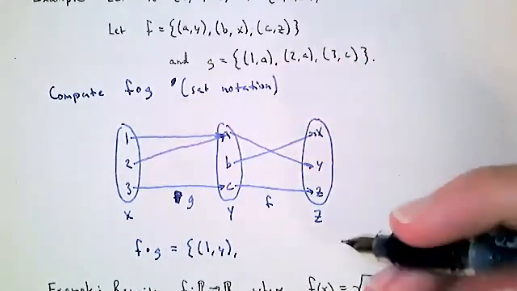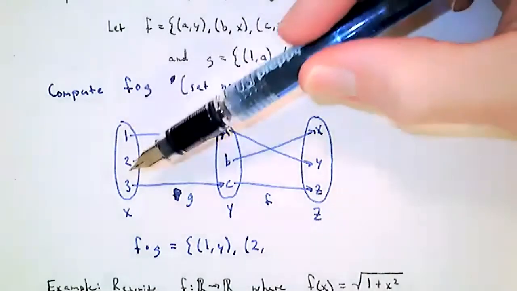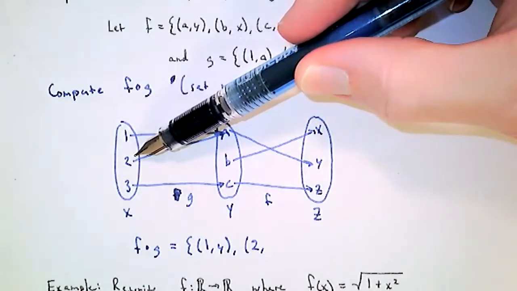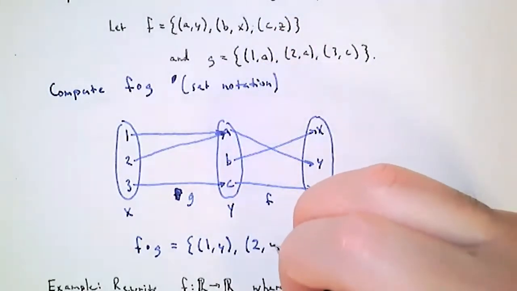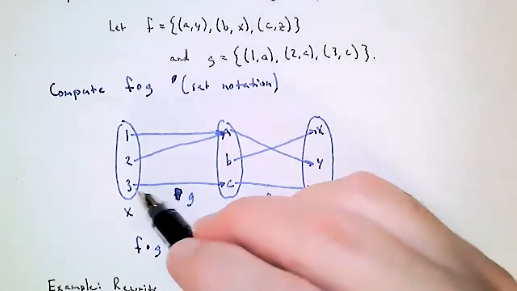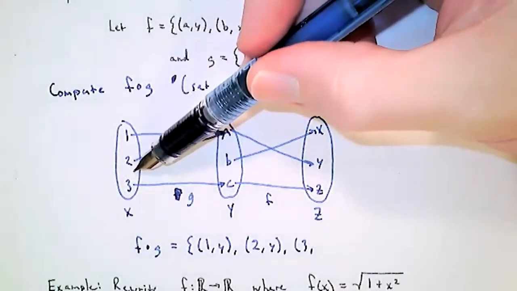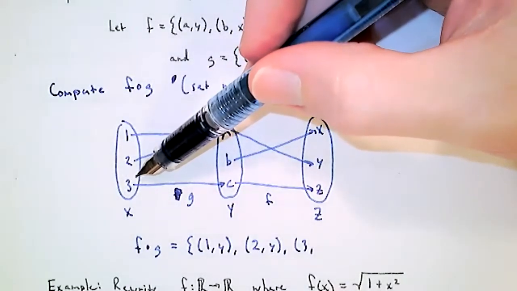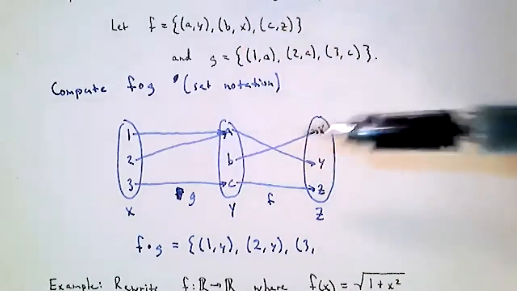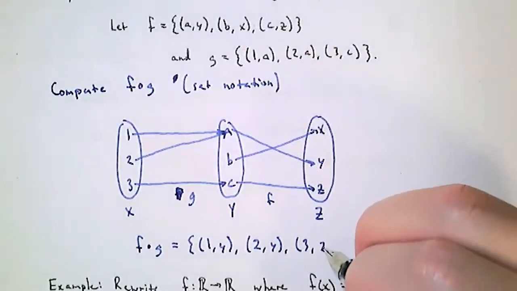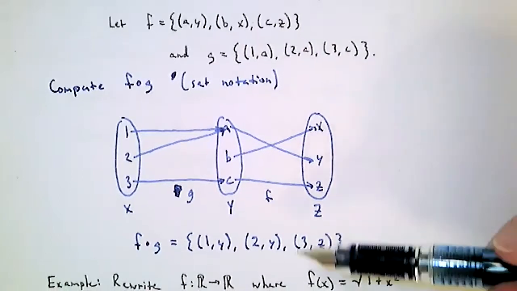Where does 2 get mapped to? Someone want to tell me the answer? Where does 2 go? Right, so 2 gets mapped over to Y as well. And then we have one more element. Where does the composition map 3? Z, good, yeah, just follow the arrows directly to the right. Good. So this is the composition.